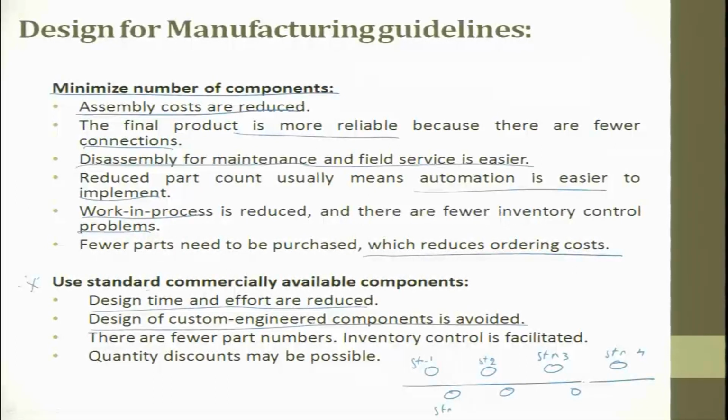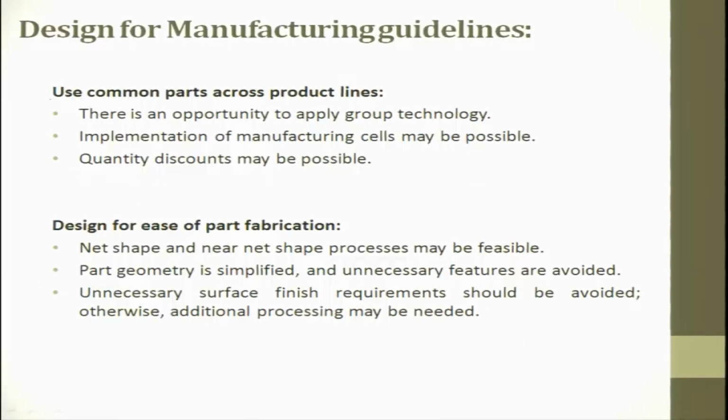That is what is followed in your shoe company, like they put all the shoes into several boxes, numbered 6, 7, 8, 9, 10, and then they give. So there are fewer numbers of parts, inventory control is facilitated, and quantity discount may be possible if you have standard commercial parts used for your product. Use common parts across the product line.